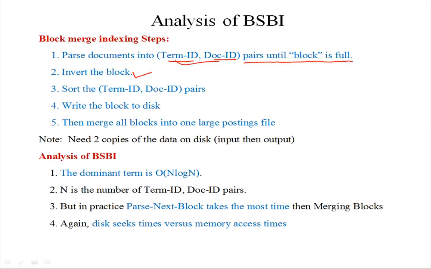Inverting means take a term ID and identify in which documents that term exists. Sort the term ID document ID pairs, write the block to disk, then merge all blocks into one large POSIX file.